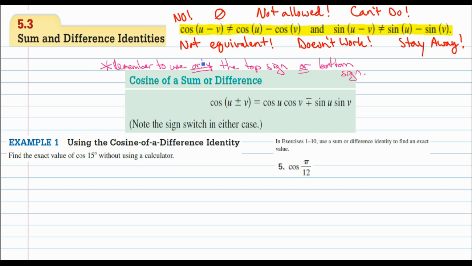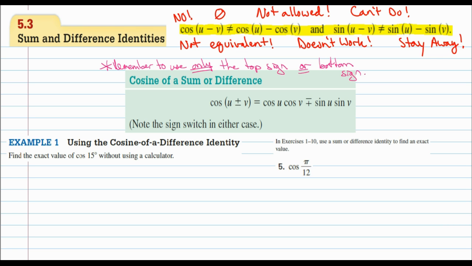Cosine is not multiplication. You cannot do cosine of u minus cosine of v. We have a special formula for those. Same with the sine of something minus something. It is not sine of u minus sine of v. You cannot distribute sine over subtraction or addition.